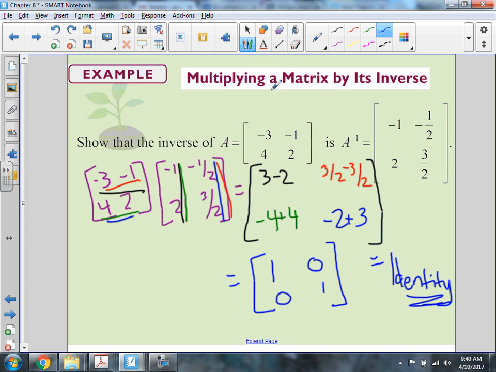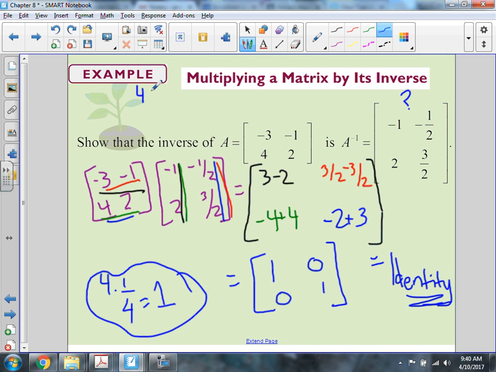So if you multiply a matrix by its inverse, you get the identity. Just like when you multiply a number by its multiplicative inverse, you get the identity. Same thing, but the question is, how do you find this inverse? Is that a magical operation? How does that happen? The inverses are so important because they allow us to solve equations.